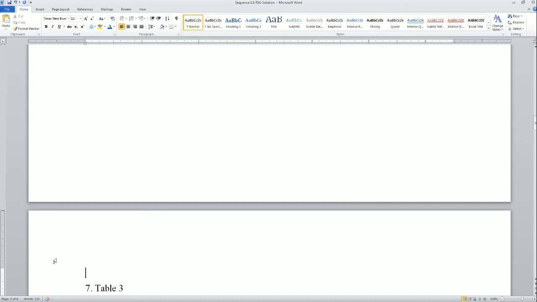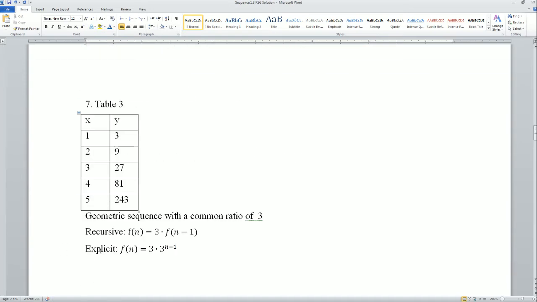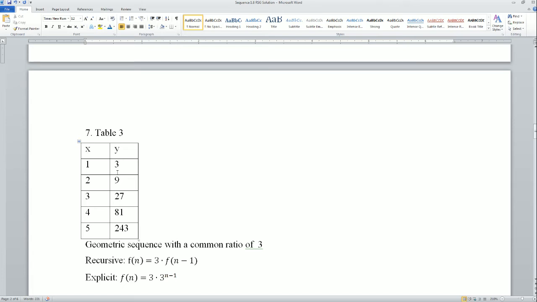7. All right, let's look at 7. It goes from 3 to 9, 27, 81, 243. It is going up very large, right? I determined that it's geometric because it's going up really fast, and I found the common ratio. The common ratio here is 3.